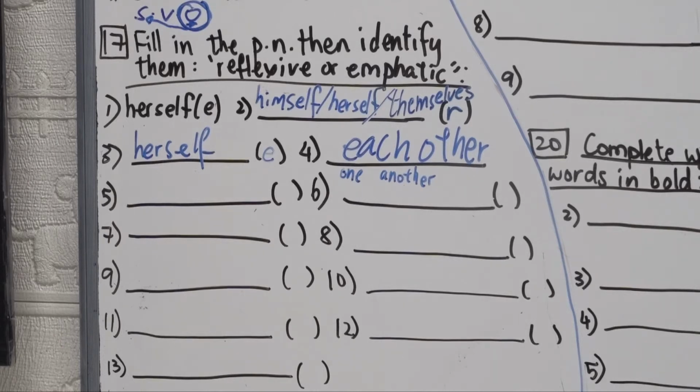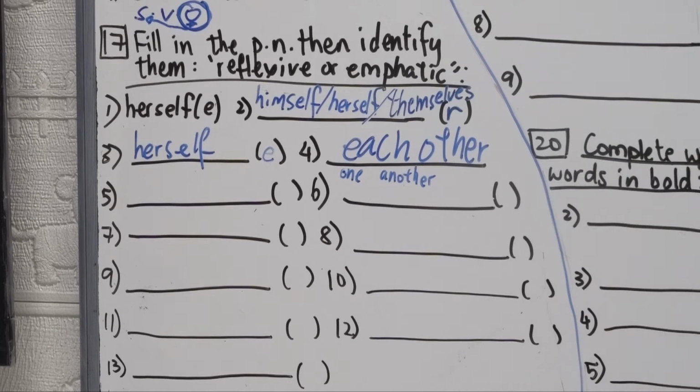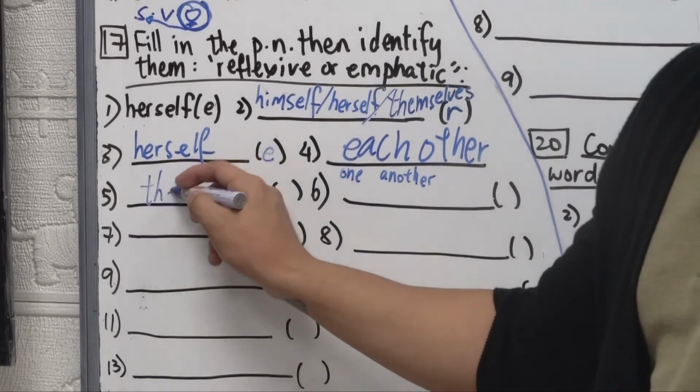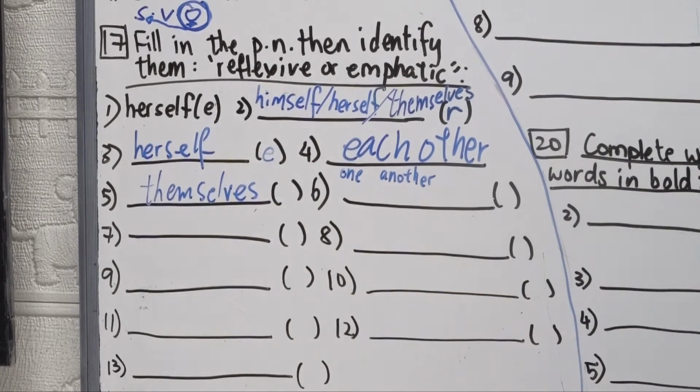Just remember that. All right, number 5, the children enjoyed blank when they visited Disneyland. The children, so they enjoyed themselves, okay? Themselves. Remember, V-E-S for plural. All right, is this emphatic or reflexive? The children enjoy themselves. All right, this is reflexive. Good.